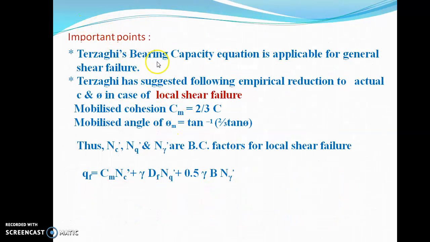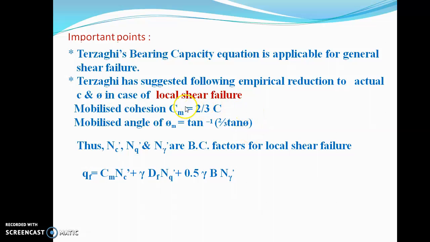Now important points. Terzaghi's bearing capacity equation is applicable for general shear failure. It can be modified for local shear failure. What will be the modification? It will be in terms of mobilized cohesion. Cm will be given as 2/3 of C, and the mobilized angle of friction will be given as tan inverse of 2/3 of tan of phi.